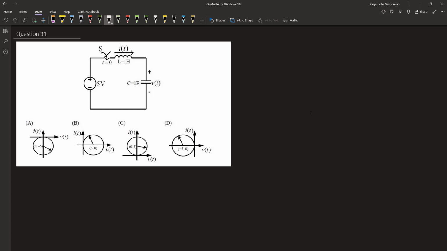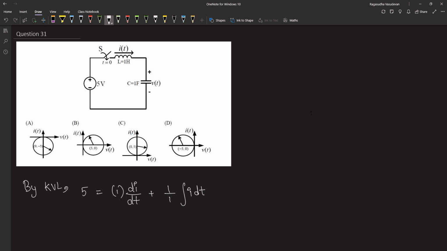Let's apply Kirchhoff's laws and find out the value of the current I of t in terms of V of t. So, during the transition state, by Kirchhoff's voltage law, 5 is equal to 1 into di by dt plus 1 divided by c, which is 1 by 1, into the integral I dt. We need to take Laplace transform of this in order to understand the behavior of the response.